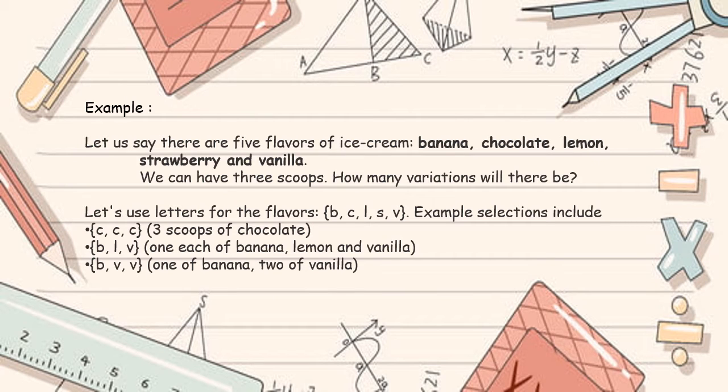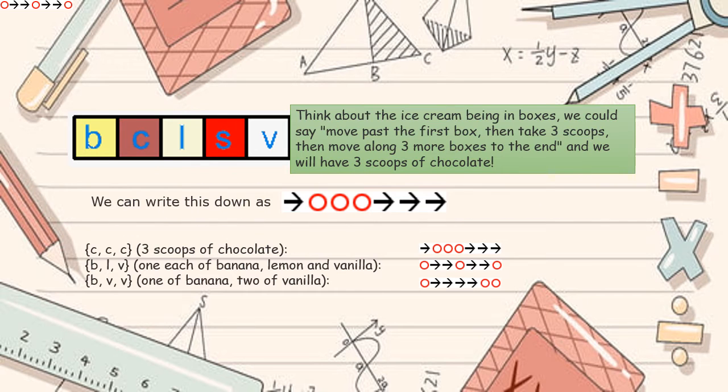Example: let us say there are 5 flavors of ice cream, which are banana, chocolate, lemon, strawberry, and vanilla. We can have 3 scoops. How many variations will there be? Let's use letters for the flavors: B for banana, C for chocolate, L for lemon, S for strawberry, and V for vanilla. Example selections include 3 scoops of chocolate, 1 each of banana, lemon, and vanilla, and 1 of banana and 2 of vanilla. To have a better understanding, think about the ice cream being in boxes.